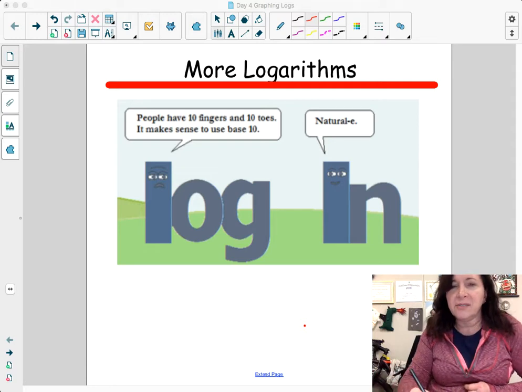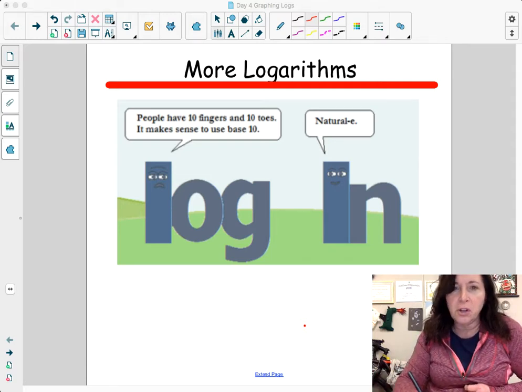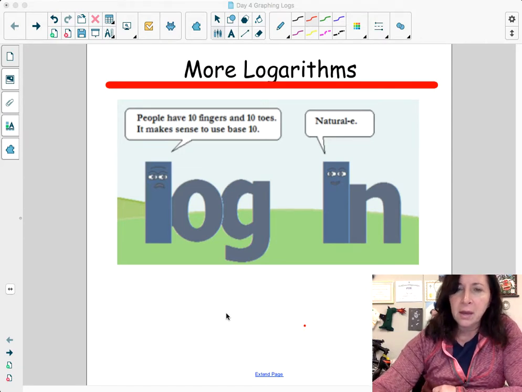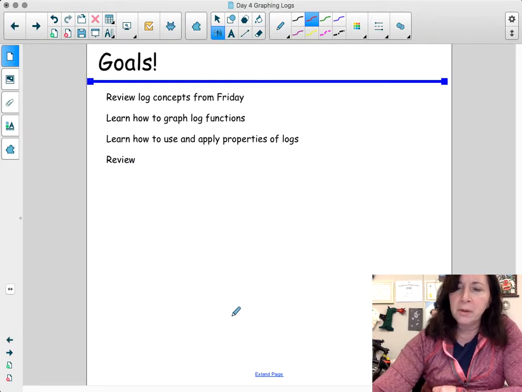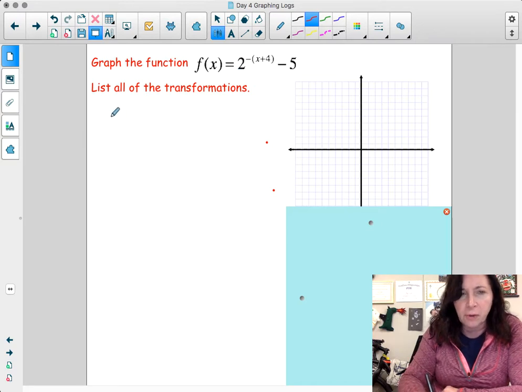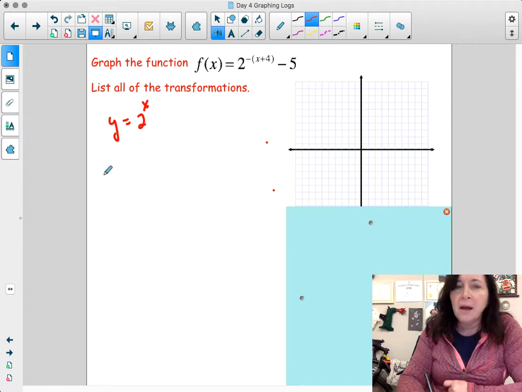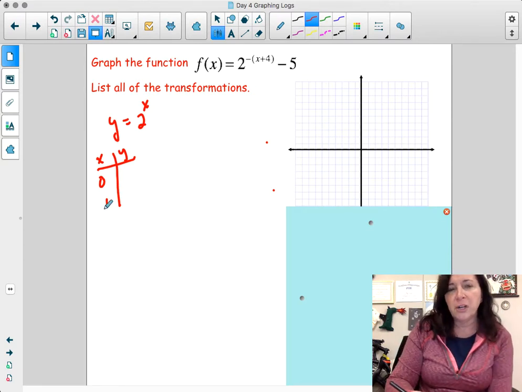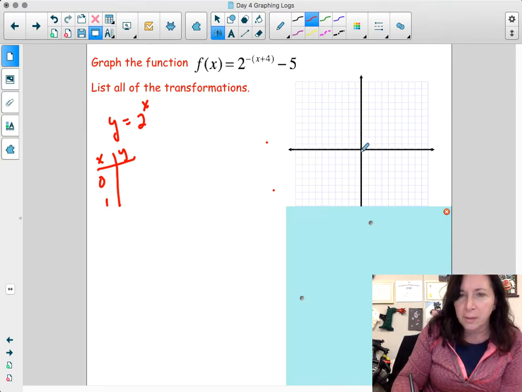Hi, everyone. This lesson is to review more logarithms, and let's get started with a warm-up on transformations of an exponential function. So for this problem right here, I would start off with graphing the parent graph, which is y equals 2 to the x power. Of course, I would always start plotting for x and y. I'd plot 0 and 1 as my two base coordinates that I want to plot.